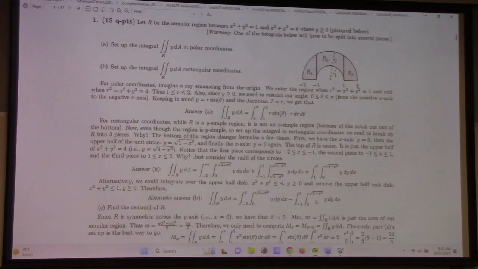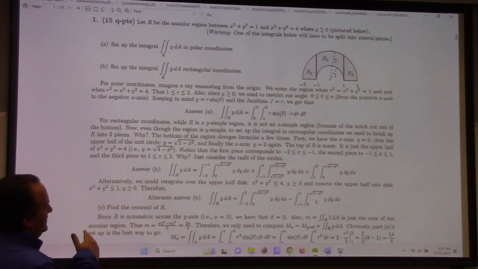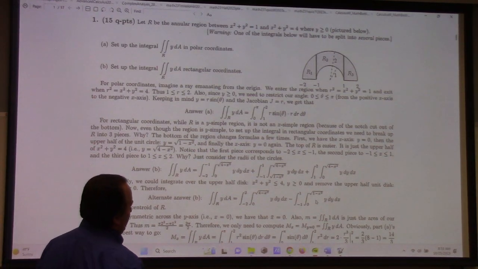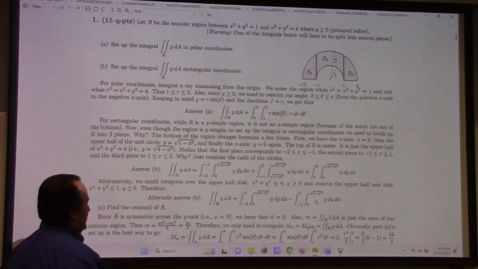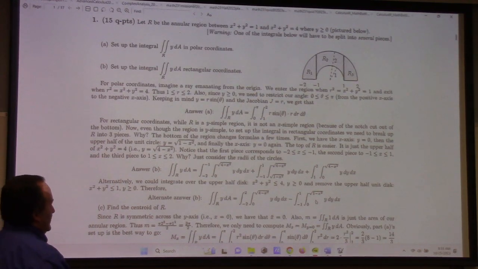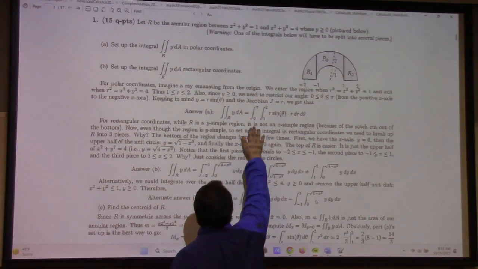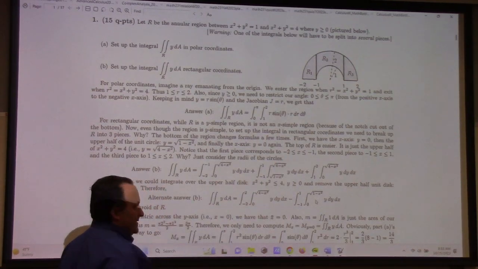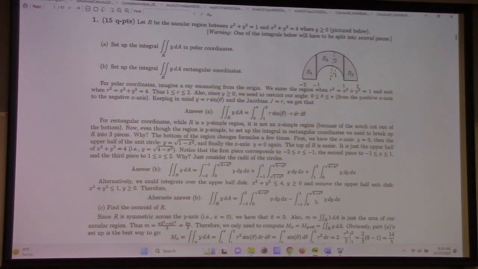All right, so in polar coordinates, it's very simple, right? Like this region has an inner radius and an outer radius, inner radius 1, outer radius 2. So in polar coordinates, the setup is very simple, right? 0 to pi, 1 to 2, like that. In Cartesian coordinates, on the other hand, you have to split into these 3 different regions, right?